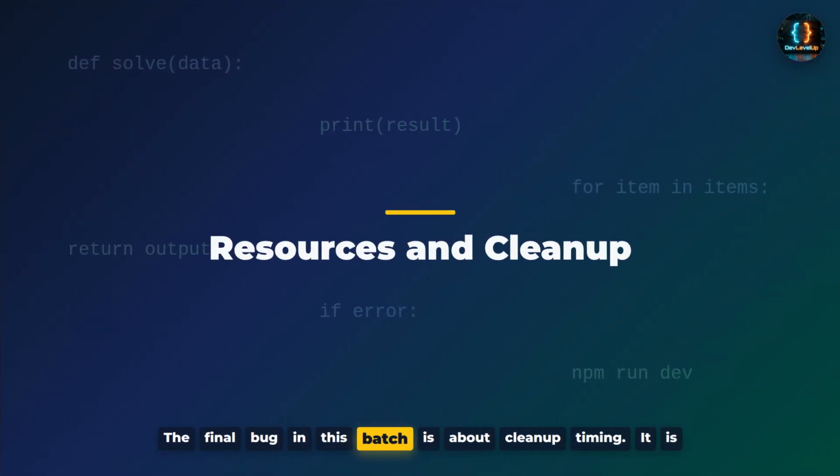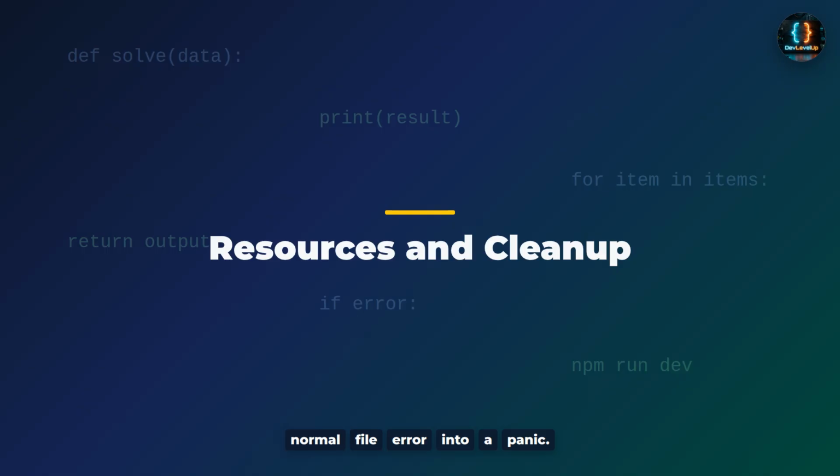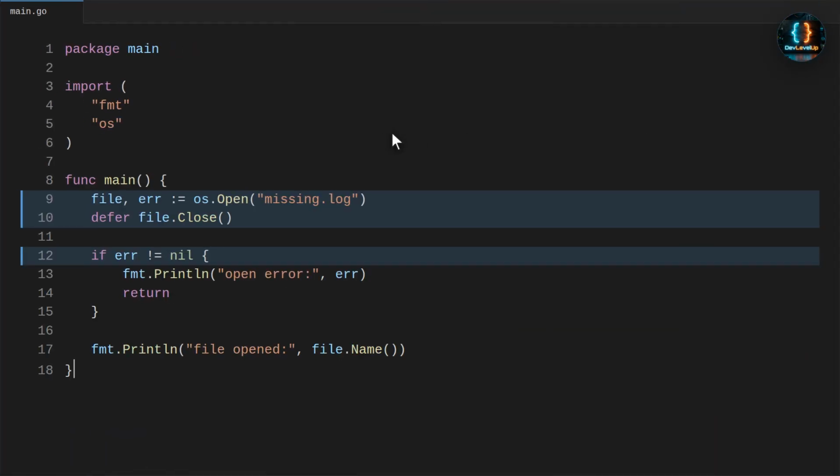The final bug in this batch is about cleanup timing. It is a small ordering issue that can turn a normal file error into a panic. Here we try to open a log file and make sure it gets closed later. The problem is that we defer close before checking the open error, so let's run it with a missing file. It prints the open error, but then it also panics during deferred cleanup.